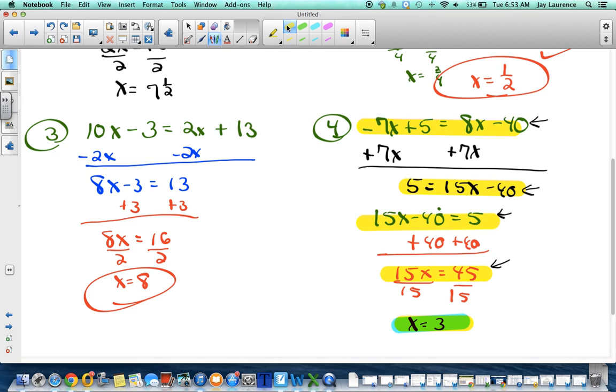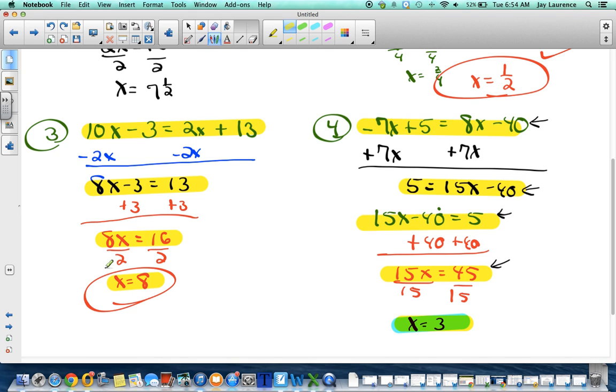Yeah, check it out. This original equation, and then the 8x minus 3 equals 13, and then the 8x equals 16, and the x equals 8. They all have the same value, okay? They're just different forms of the same equation. I manipulated it down so that the variable was all by itself, but all of these have the same answer.